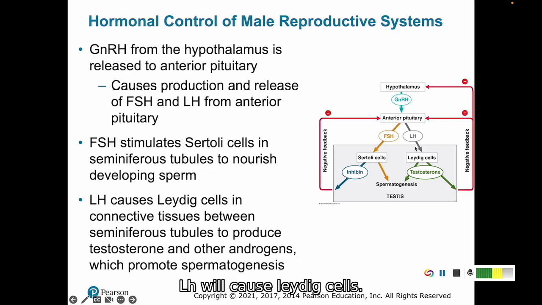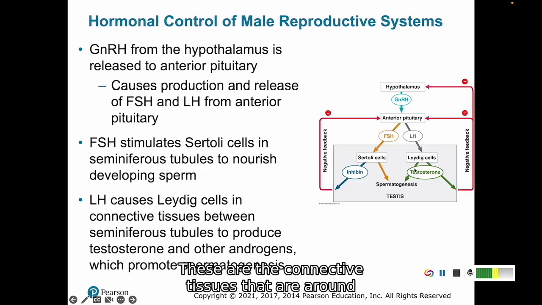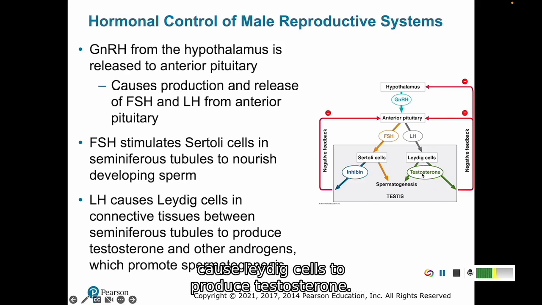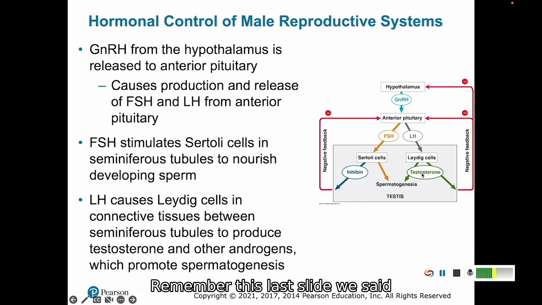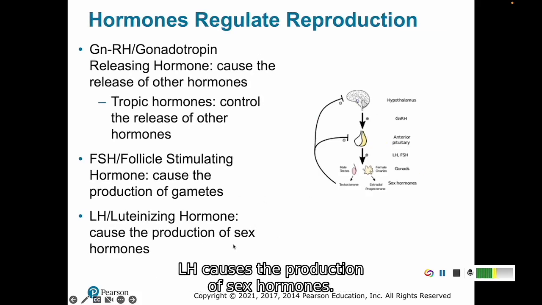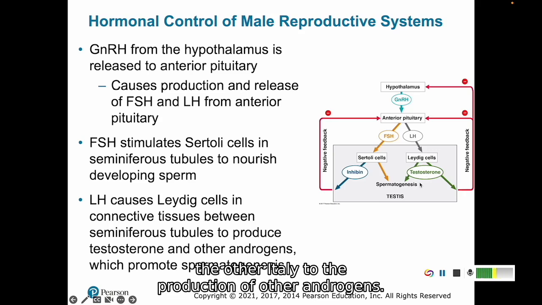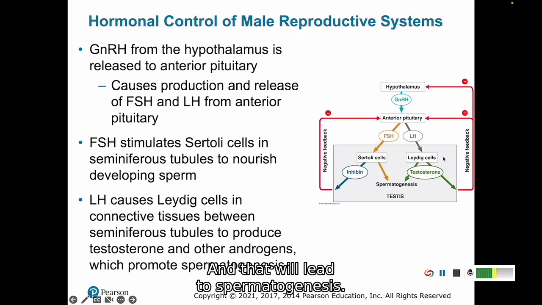LH will cause Leydig cells, which are in the connective tissues that are around the seminiferous tubules, to produce testosterone. Remember, last slide we said LH causes the production of sex hormones. One of those is testosterone. So it will cause the production of testosterone. It will also lead to the production of other androgens, and that will lead to spermatogenesis.